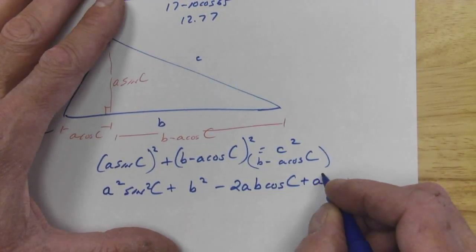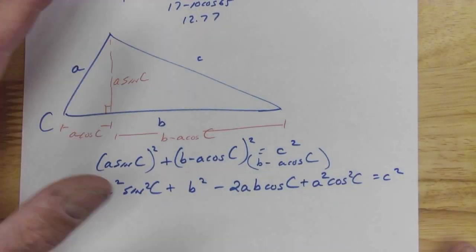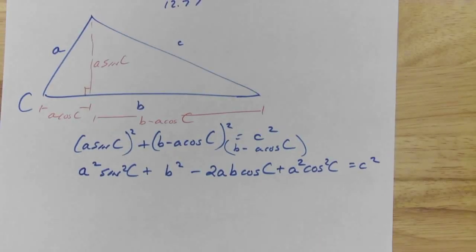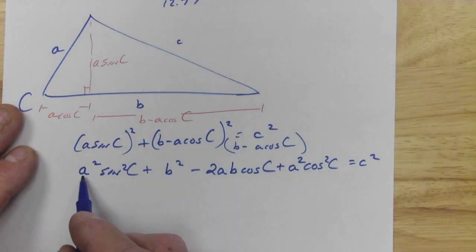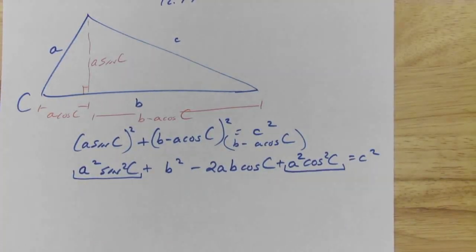A cosine C squared, which gives me A squared cosine squared C equals C squared. Okay, should we just stop and memorize that formula right there? Yeah, right. It's ugly. Okay? So now let's reorganize. Ooh, look at this. That looks kind of cool. I get a sine squared, and I get a cosine squared. That's 1, right? So let's combine those, pull out my A.